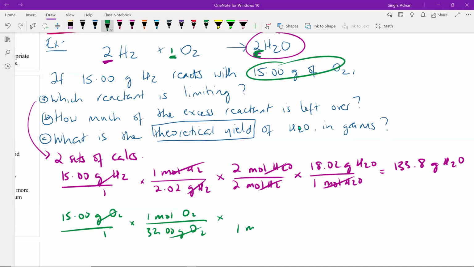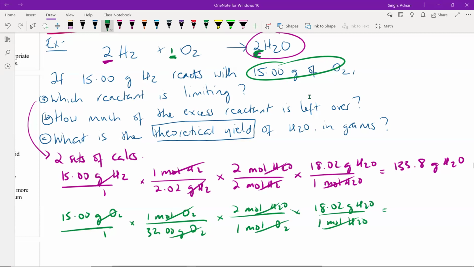Okay, so 1 mole of O2 for every 2 moles of H2O, moles of O2 go away, and then the last step, moles to grams. Same as the step above, 1 mole of H2O is 18.02 grams of H2O, moles of H2O goes away. I can then calculate this using my calculator.